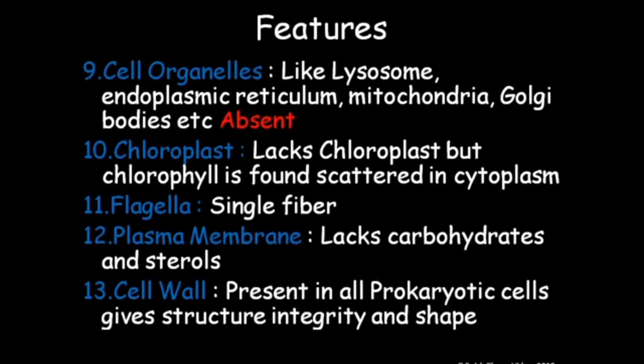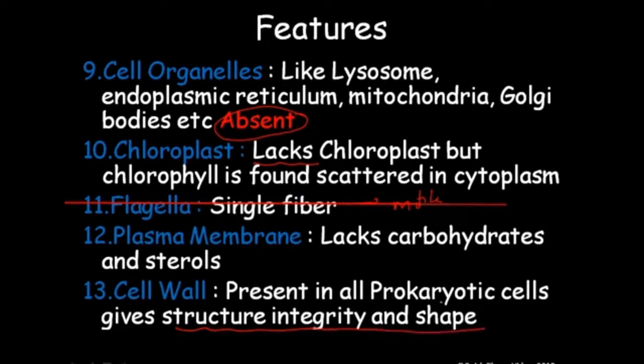Cell organelles: they lack organelles like lysosomes, endoplasmic reticulum, mitochondria and Golgi. These are all absent, so there are no membrane-bound organelles in the prokaryotic cell. Chloroplast: they lack chloroplasts, but chlorophyll is found in some cells, scattered in the cytoplasm. Flagella are single-fibered and help in mobility, so the cells are motile. Plasma membrane: they lack carbohydrates and steroids. The cell wall is present in all prokaryotic cells and gives structure, integrity and shape.